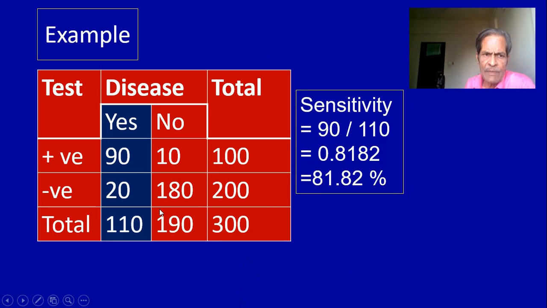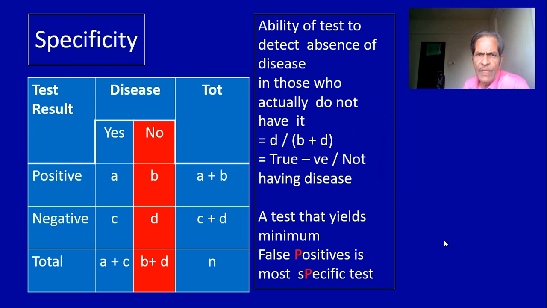So in this example, the sensitivity is given by 90 divided by 110. It is expressed either as a fraction or as a percentage. If it is expressed as a percentage, this test has a sensitivity equal to 81.82%, or the sensitivity is equal to 0.8182.